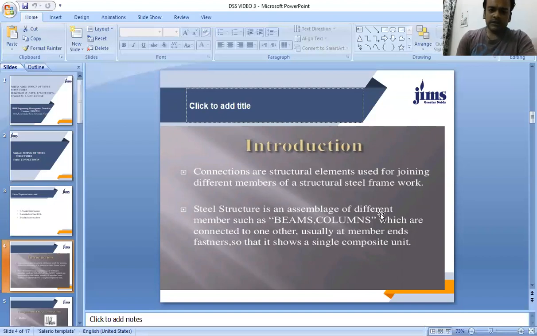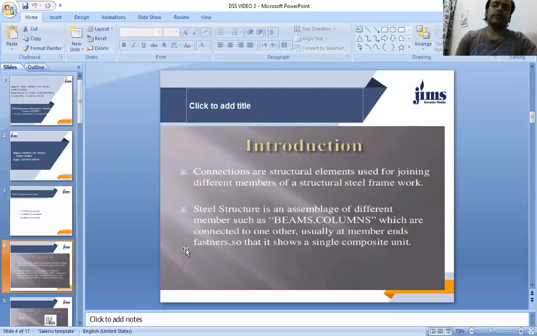So a steel structure is an assemblage of different members such as beams and columns, which are connected to one another by connecting members and fasteners. These fasteners are nothing but the members used as connections, like rivets, welding or bolts, which we will study later on. So this is the introduction part.